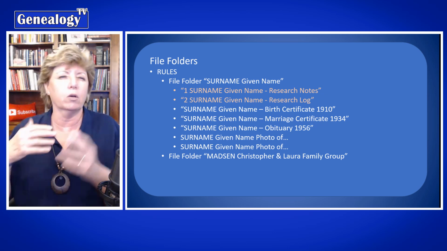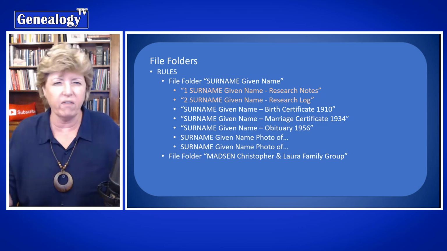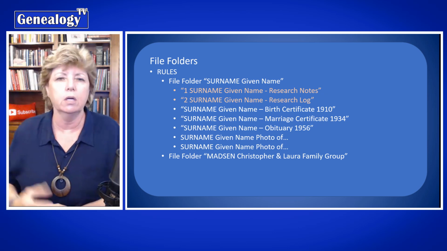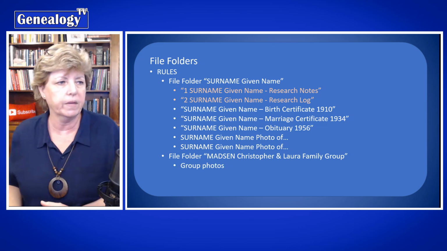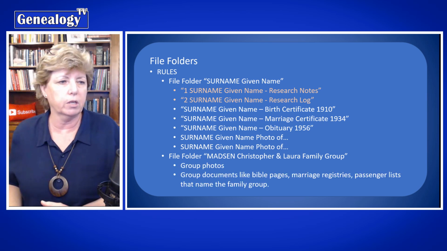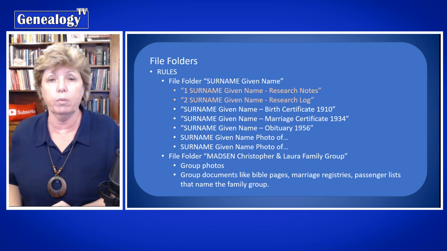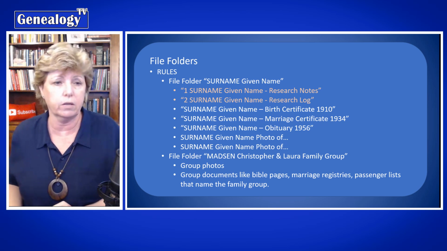So anything like group photographs where you got the whole family together at a family reunion, those kind of things, they'll go in the family group folder, usually by couple. You can put group photos, group documents like Bible pages, marriage registries, passenger lists where there's a whole bunch of families that are traveling together.